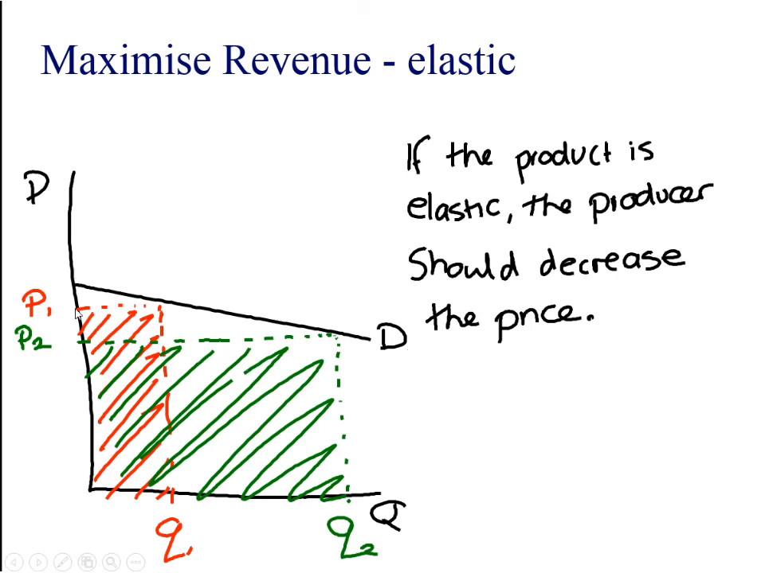Okay, so what happens if you have elastic demand? What should you do to the price? Well, these boxes here, if you remember from the demand presentation, represent revenue. And you can see if you decrease the price, you don't have to work it out mathematically, that green box is a lot bigger than that red box, meaning the revenue you gain is a lot bigger than the revenue that you gained from having a higher price. So if you know that you've got elastic demand, or quantity demanded is elastic to a change in price, then you know you should decrease the price to maximise revenue.